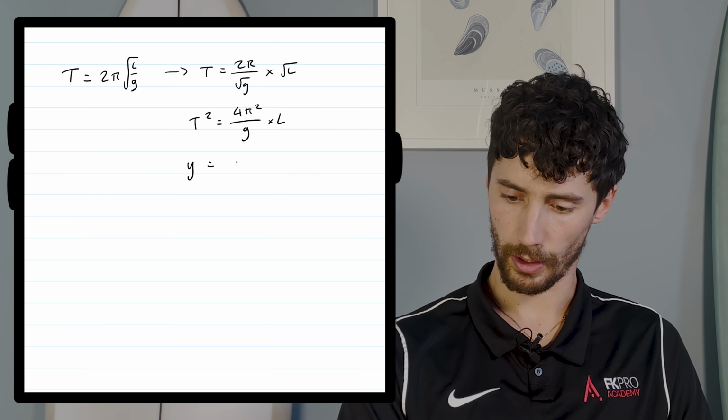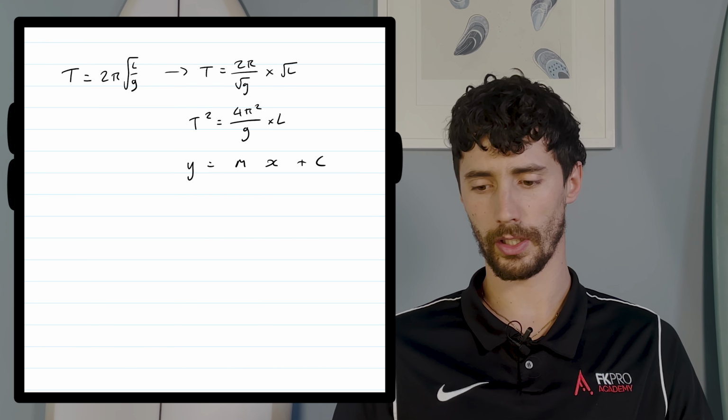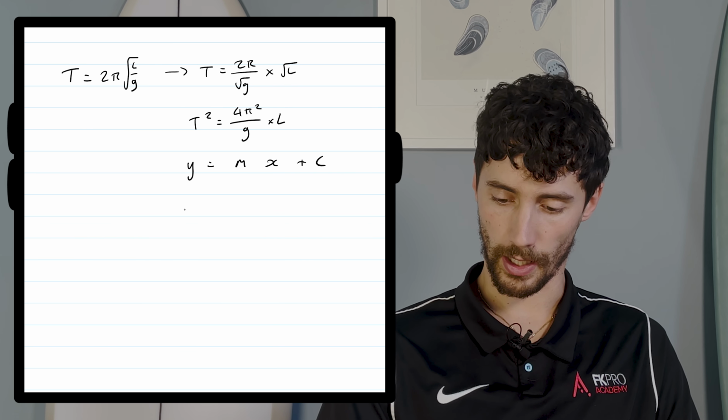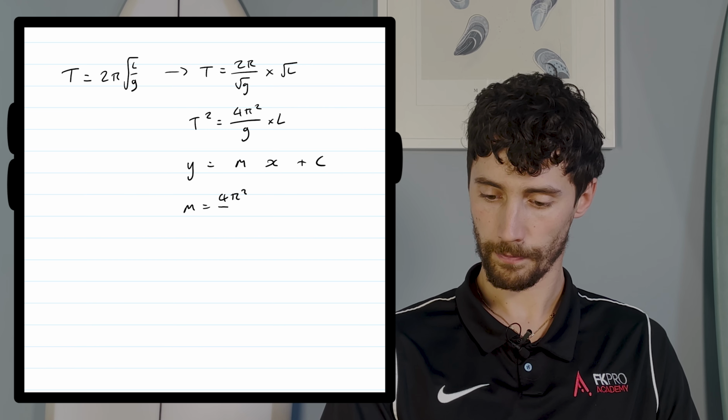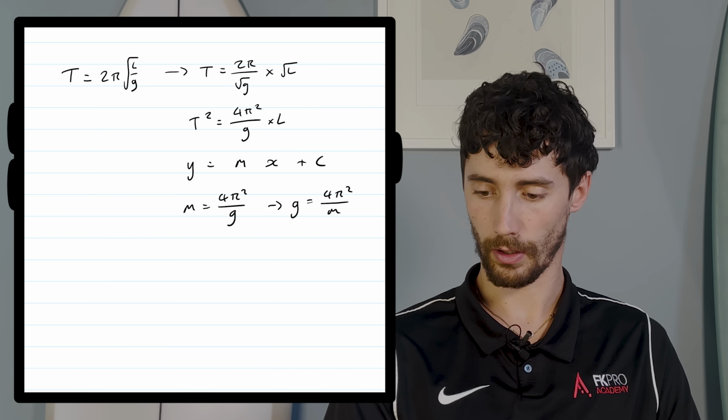So you are now plotting T squared against L. Again, notice there's no y-intercept, in which case your gradient is given by 4π²/g. So your g value is 4π² over your gradient.